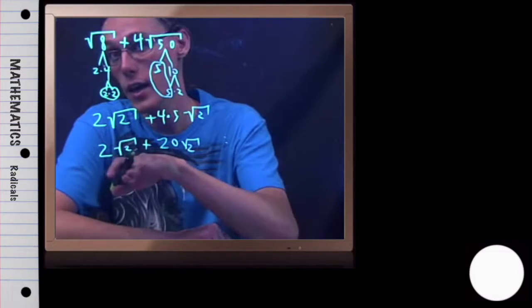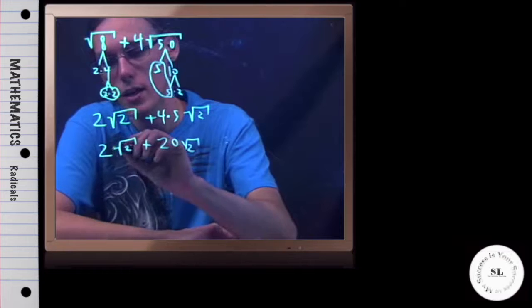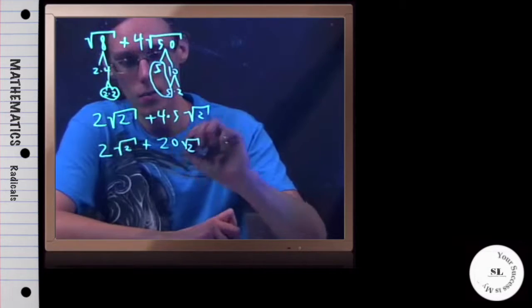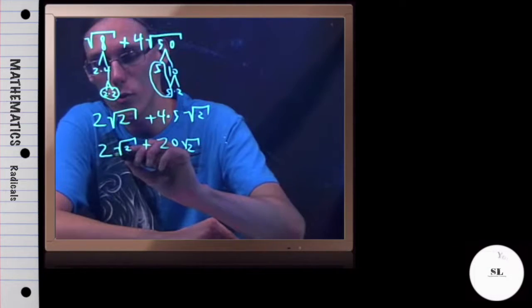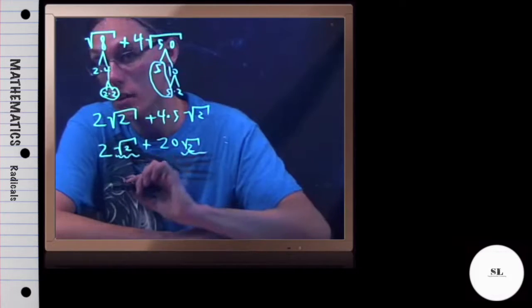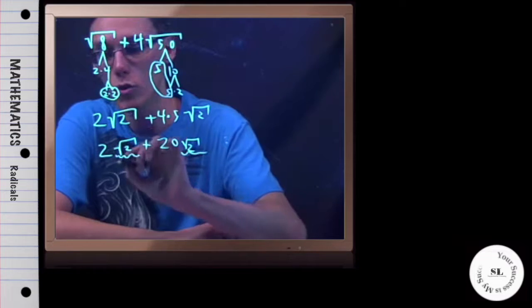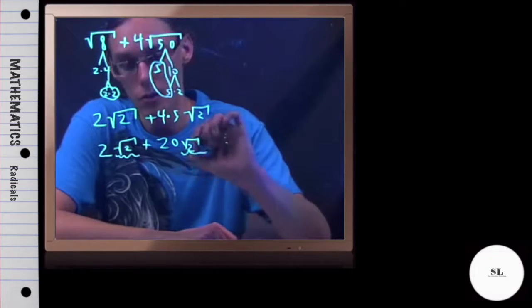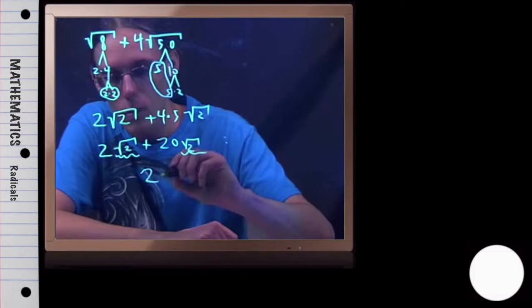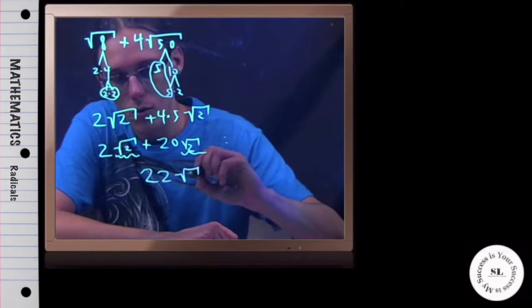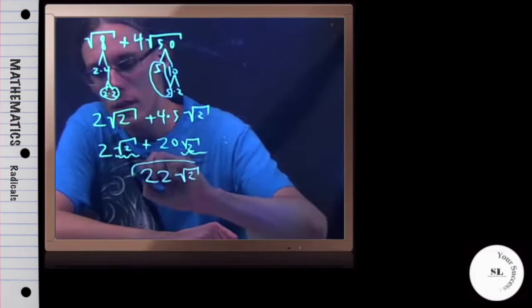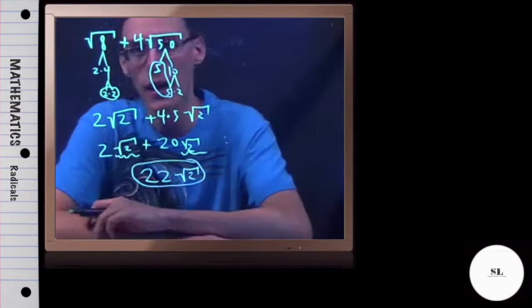Are they like terms now? Well, I've got a number times the square root of 2 plus a number times the square root of 2. The roots match, so yes, these are like terms, and so I just add the coefficients. So I have 2 of these and 20 of these. So I have 22 of these, of the square root of 2. And so that would be the final and simplified answer, and that is this example.